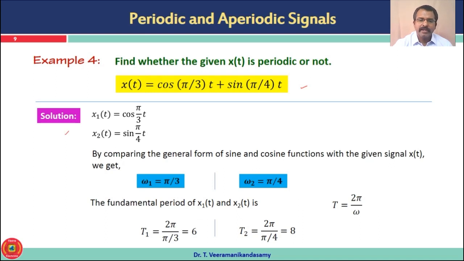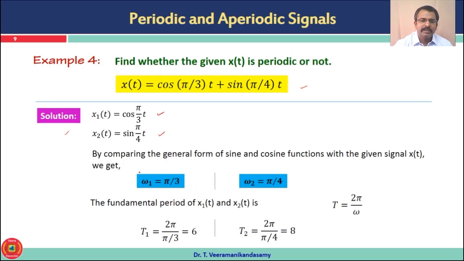So if we have more than one component in x of t, you can consider the first part as x1 of t, then the second part as x2 of t. The first part is x1 of t equal to cos pi by 3 into t. The second part is sin pi by 4 into t.